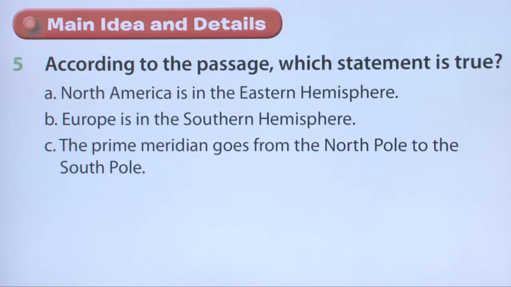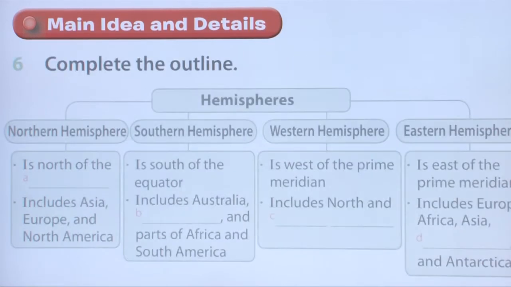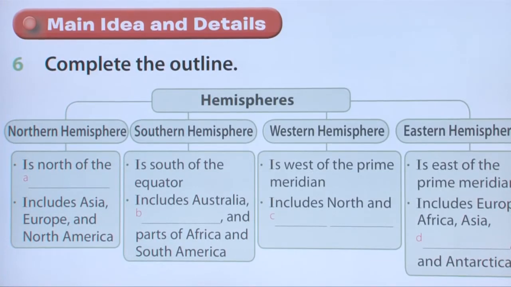Question number 5. According to the passage, which statement is true? A, North America is in the eastern hemisphere. B, Europe is in the southern hemisphere. C, the prime meridian goes from the North Pole to the South Pole. Now, which one of those is true? A, B, or C? It's C, right? The prime meridian is a vertical, imaginary line from the North Pole to the South Pole. Nice job on that.